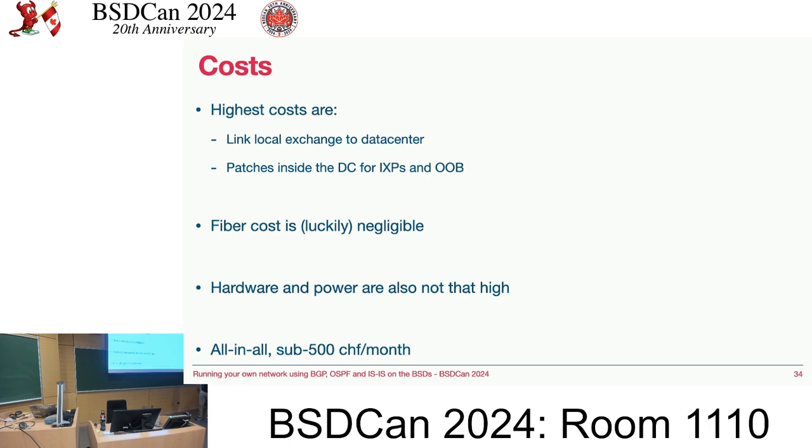The fiber cost coming to our house is actually negligible. It's less than half of what we pay for a patch inside the data center, so it's about 25 francs. The hardware and power are also not that high. Luckily, Switzerland has a lot of renewable power.